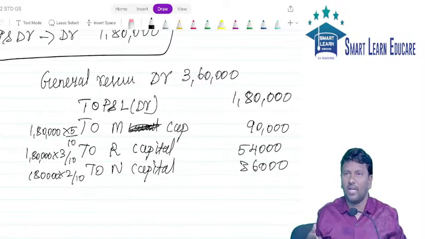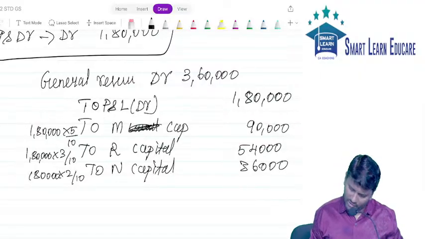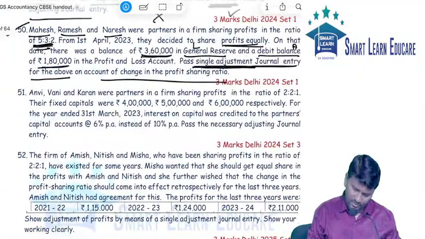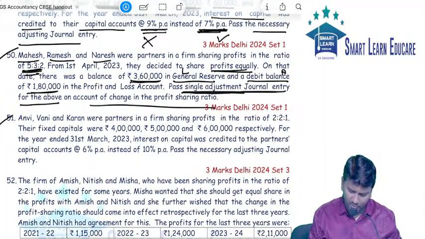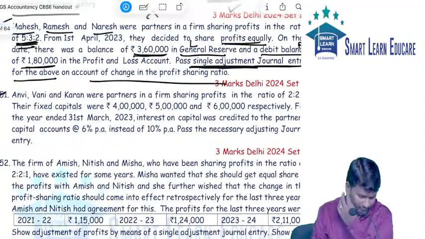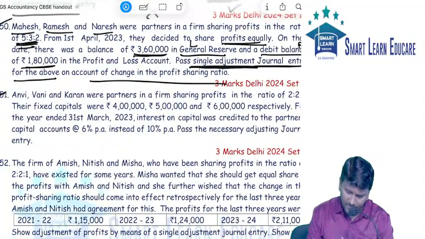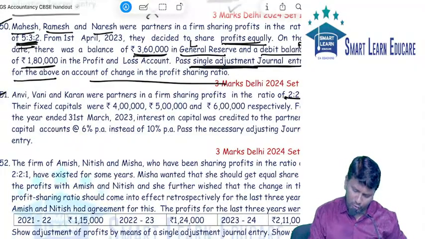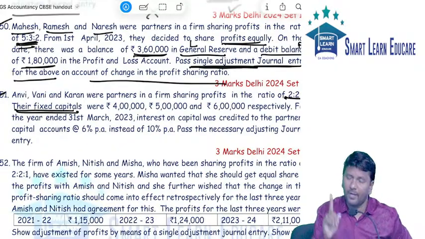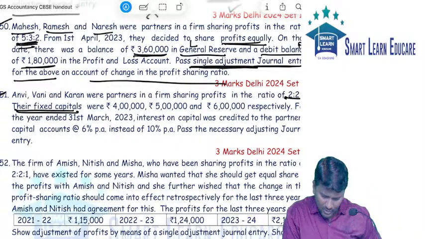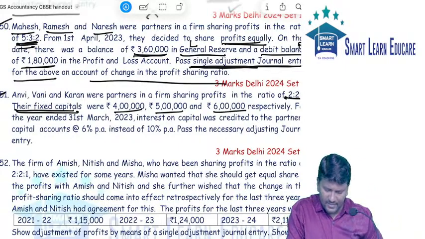One more question we have, when you solve it you will get more clarity on this. Now we completed 50 questions. Question number 51. A, V, K partners, profit sharing ratio 2:2:1. Fixed capital, so current account should be used. 4 lakh, 5 lakh, 6 lakh.